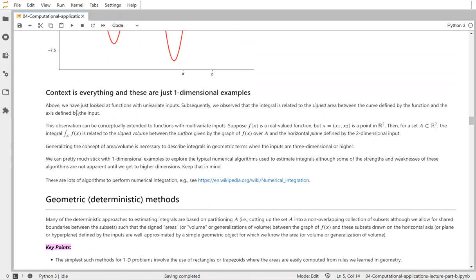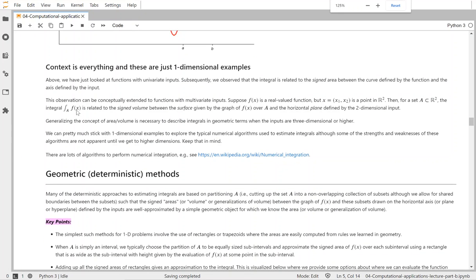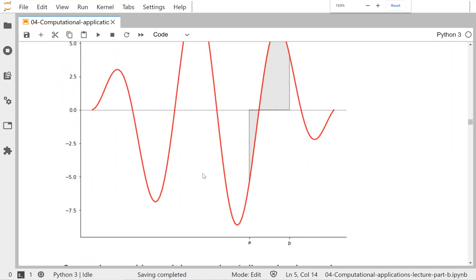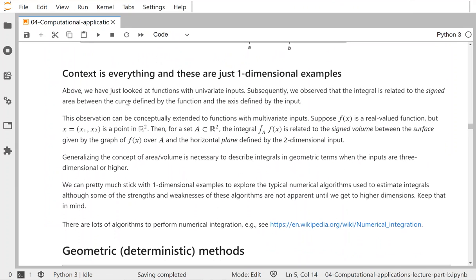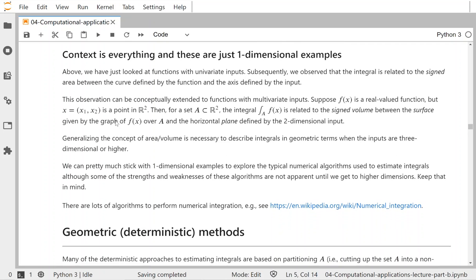Now, context is everything here. I'm going to enlarge my screen a little bit so that everything's bigger and easier to read. We have just looked at functions with univariate inputs, meaning a single input. Subsequently, we observed that the integral is related to the signed area between the curve defined by the function and the axis defined by the input.